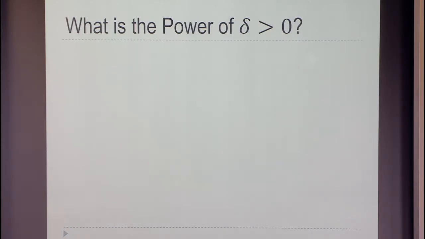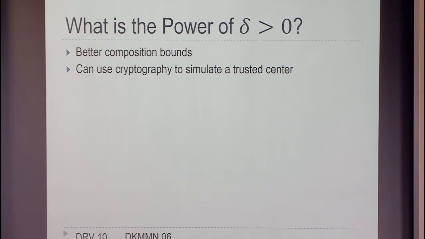So why do we care about this? What do we gain from this relaxation? Well, we gain many things. For example, we will see better composition bounds than we had before. We can use cryptography to simulate a trusted center, where the escape hatch delta is going to be the probability that the adversary breaks the crypto system, for example.